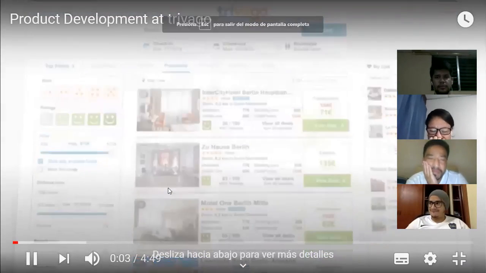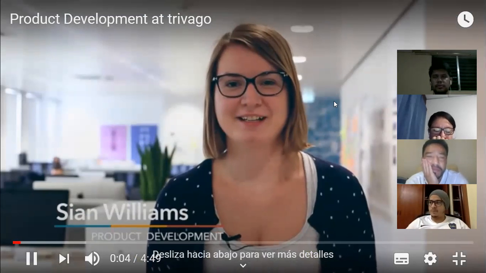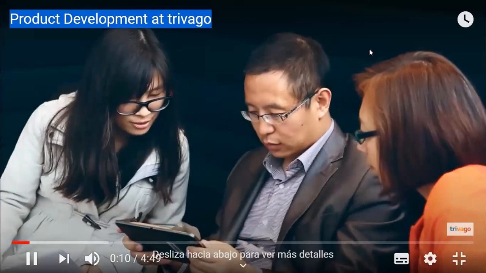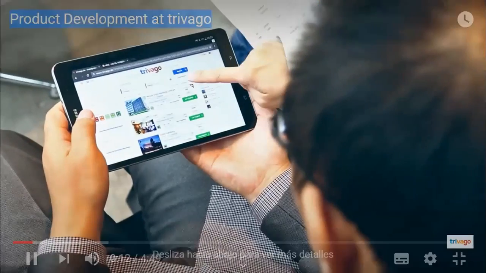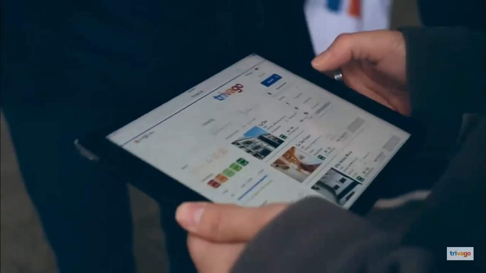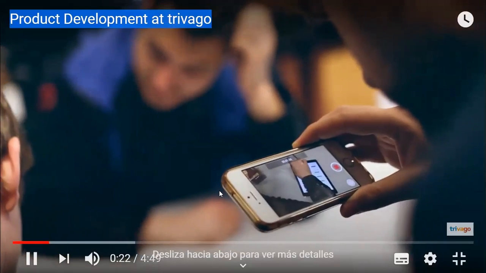Traveling is one of the most fun parts in life, but finding a hotel can sometimes be time-consuming and stressful. At Trivago, we're working on making this as fun as the actual traveling experience. There's so much information out there, and we're working on bringing it all together in a clear and concise way so that our users can find their ideal hotel quickly and easily, saving time.